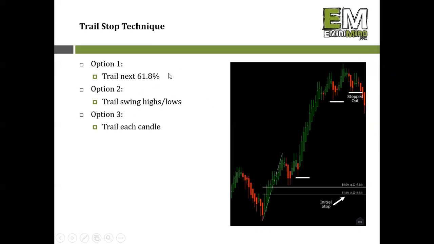The 61.8 is going to be the most conservative, and then we're working to the more aggressive. Trailing swing highs and lows is a little bit less conservative. It's going to be a little bit tighter stop, and then trailing each candle is going to be the most aggressive.